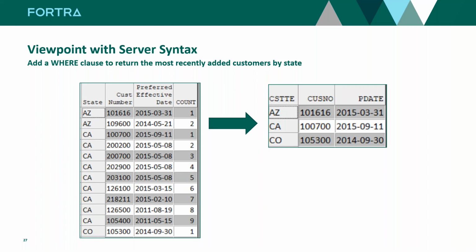On the left is the screenshot from that initial SQL statement. We have our list of states and customer numbers along with their preferred effective dates and the count. Now, if you wanted to return the most recent effective date by state, you can just add a where clause and use that count equals one. That'll help narrow down that data.